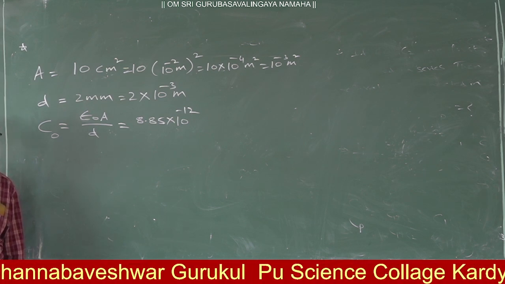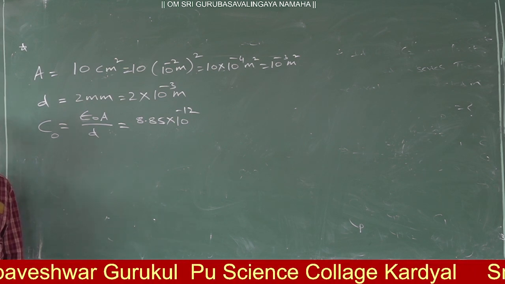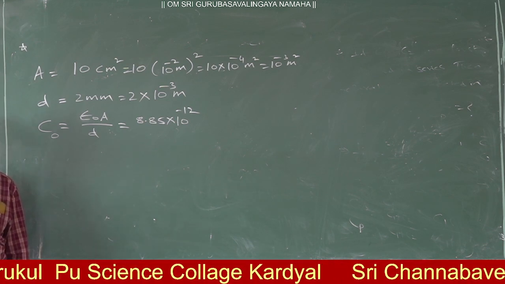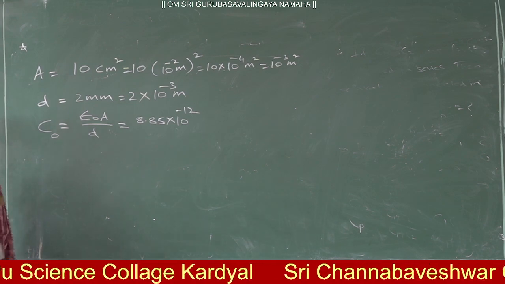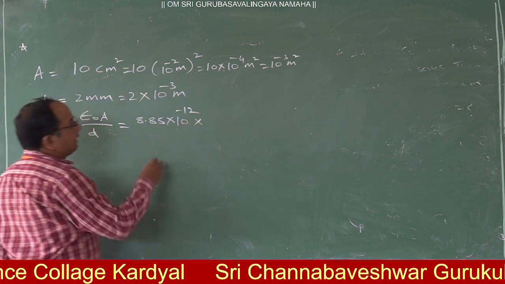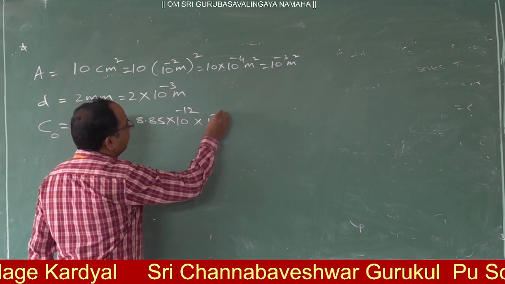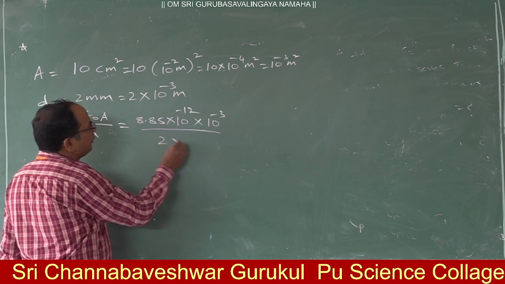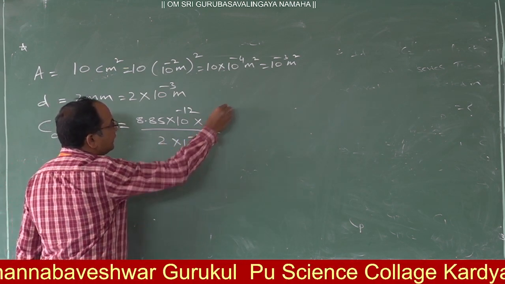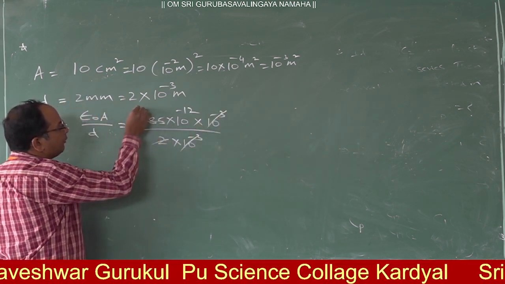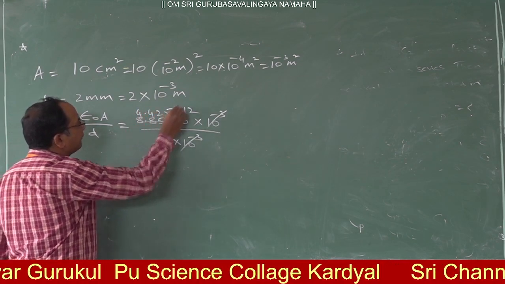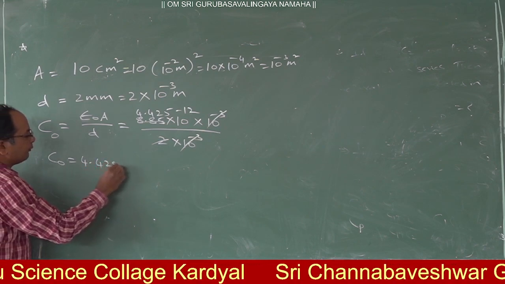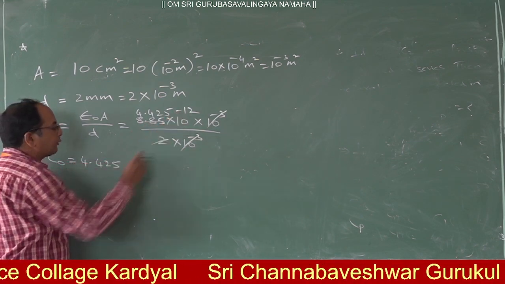1 by 4 pi epsilon naught value is 9 into 10 power 9. So 1 by 9 into 10 power 9, into the area 10 power minus 3, by the separation 2 into 10 power minus 3. This cancels. So C naught is equal to 4.425 into 10 power minus 12.